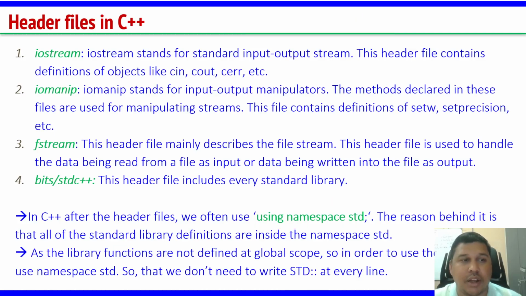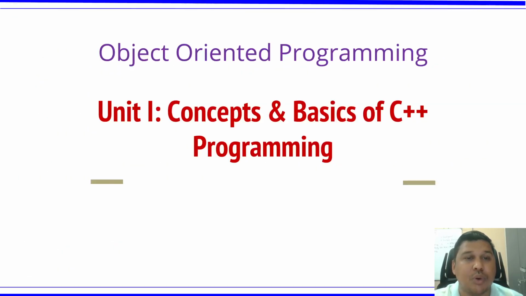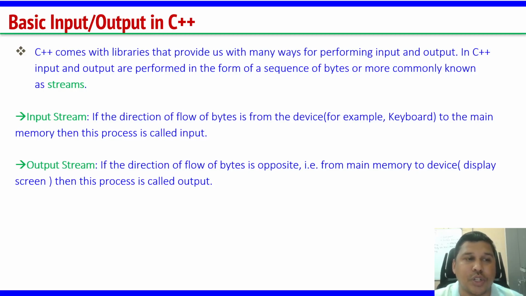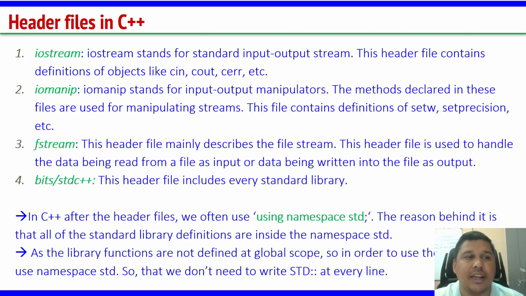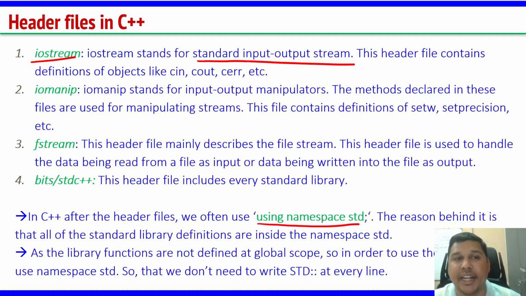Quickly, let's recall what we have seen now. We have seen the input and output streams. We have the input stream and output stream as the basic thing, and then the header files. There are 4 different header files, out of which the very important one is iostream. It includes all the standard input and output files. And we have also seen that using namespace std is needed in every program, so that you can avoid using std::.